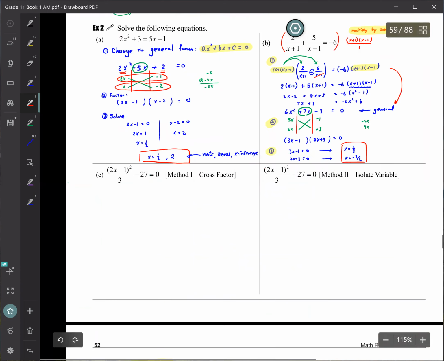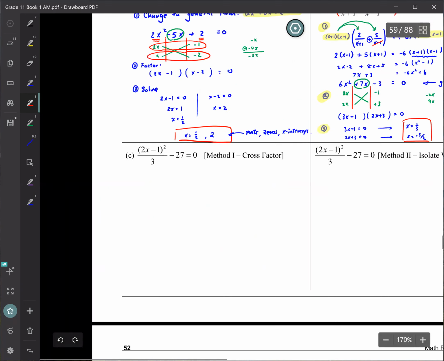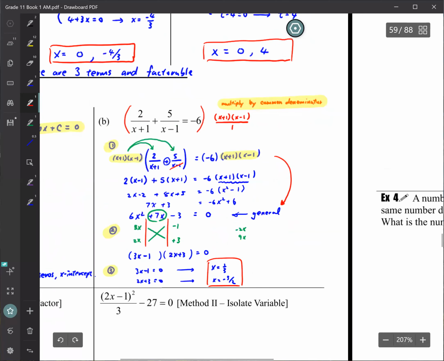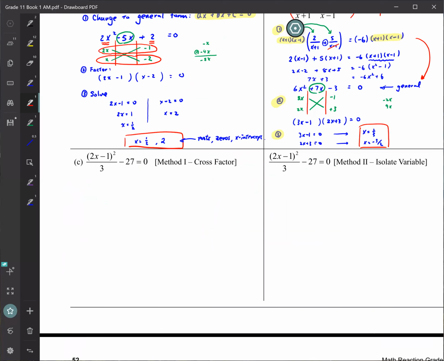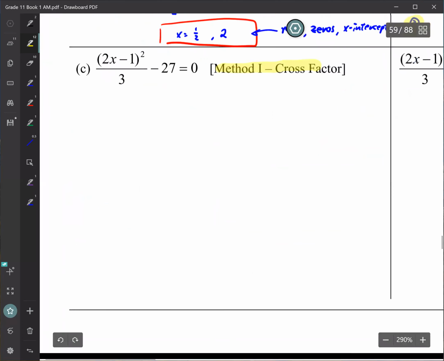So let's do one more, okay? This question also has a fraction, right? Whenever you get a question that has a fraction, you will multiply by the common denominator. All right, but then this one, as you can see, it has two methods. Method 1, and then method 2. Okay, we'll do method 1 first. Method 1 is the way we just did. We'll get rid of the fractions.